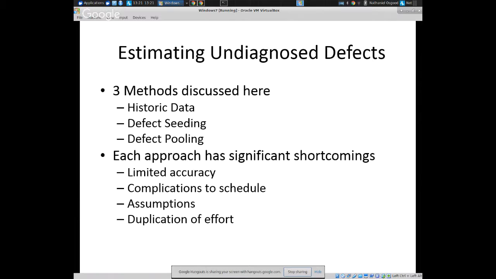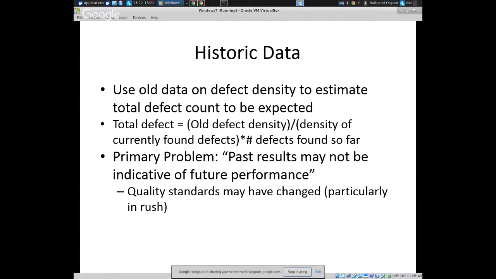So the 3 methods we're going to be discussing here are use of historic data, a technique which has been surprisingly widely applied, defect seeding, and a final technique which I would advocate for your projects, defect pooling. Okay. Each of these approaches has some shortcomings, some assumptions, some limited accuracy, and some dependencies.